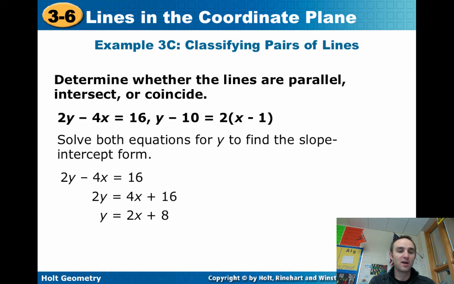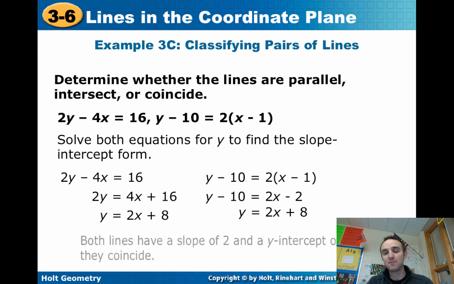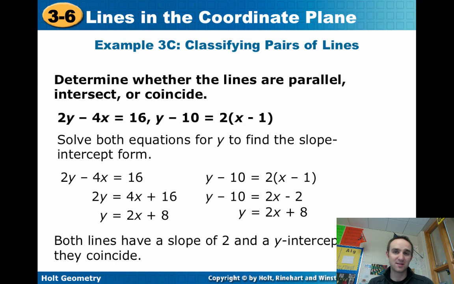Well, here's the first one, y equals 2x plus 8. Now we know we have the same slope. I can't tell if we have the same intercept or not yet. So that means the second one, I'm going to have to solve that second one for y as well. Well, when we solve both of them, we see they both turn out to be the same thing, y equals 2x plus 8. Since they have the same slope, same intercept, they are coinciding. These represent the same exact line.